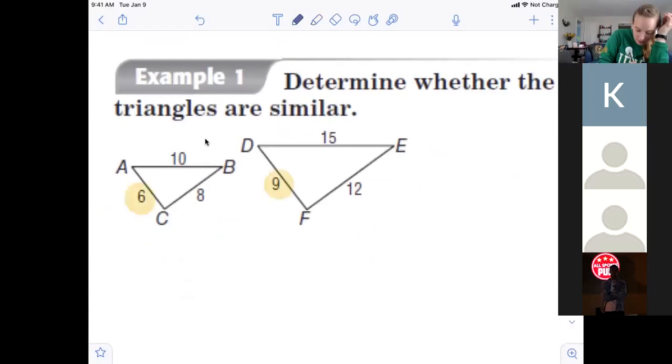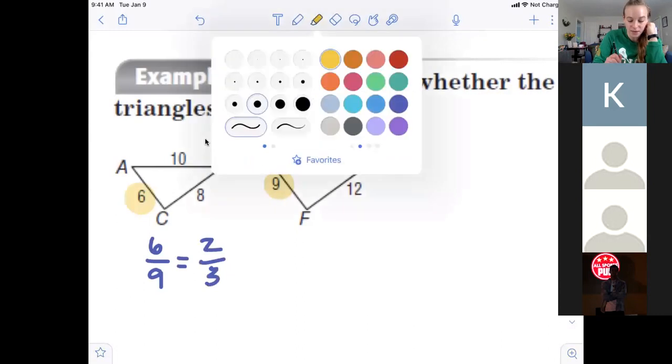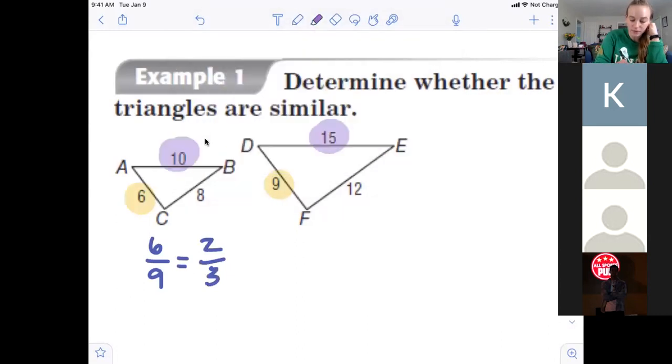So I'm going to do 6/9. And I'm going to simplify that. So 6/9 becomes 2/3. I'm going to do the biggest ones next because I think those are easy to identify. So I'm going to do 10 over 15. Well, 10 and 15 have a common factor of 5. That becomes 2 over 3.